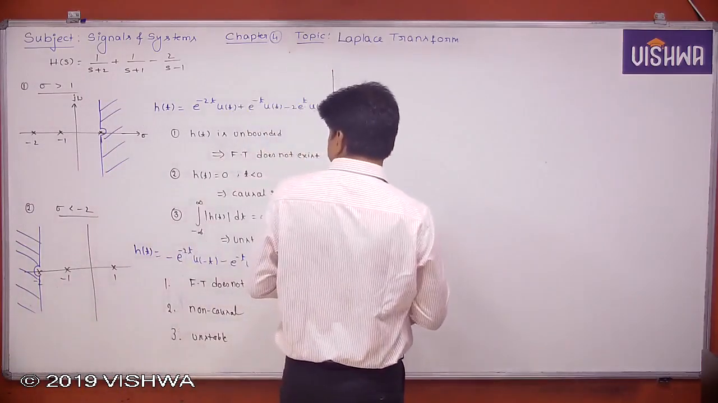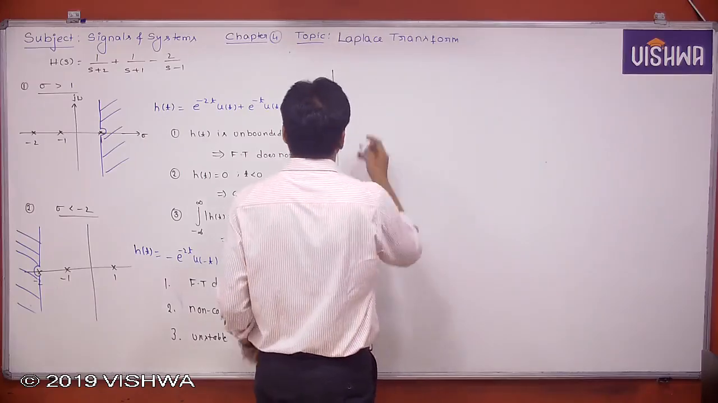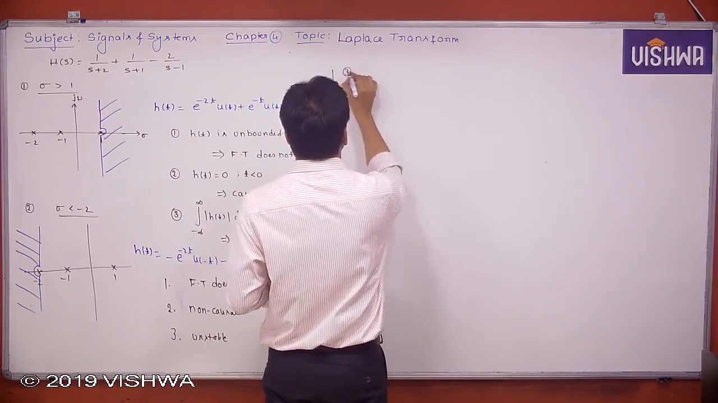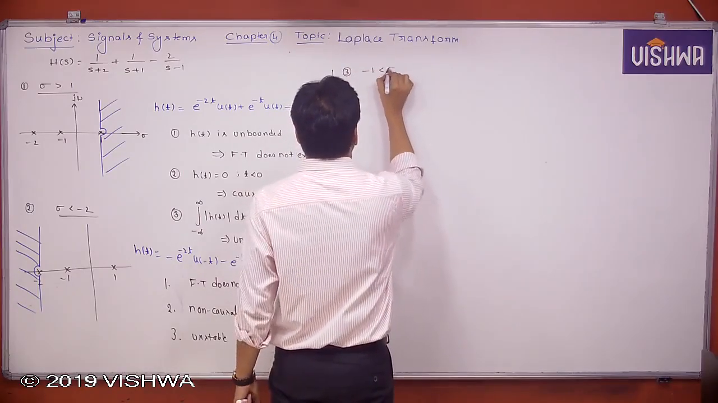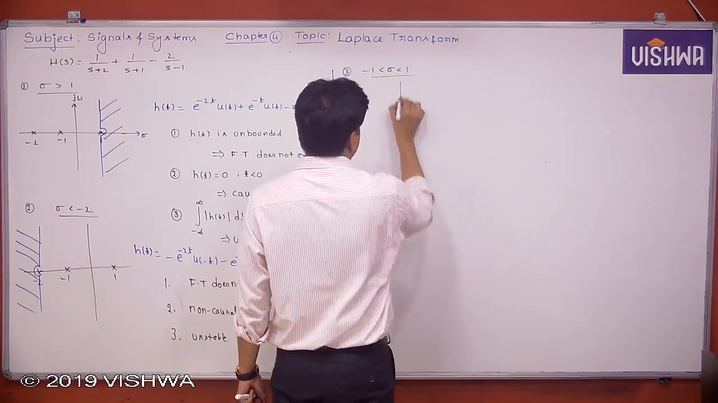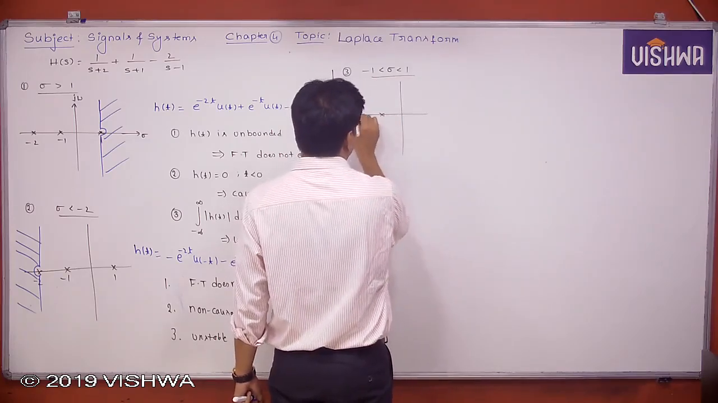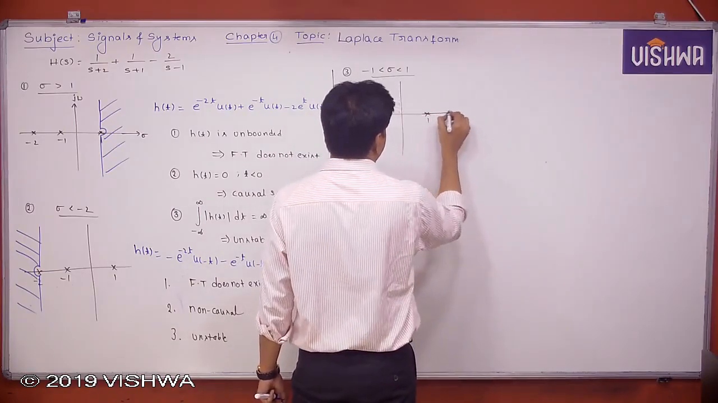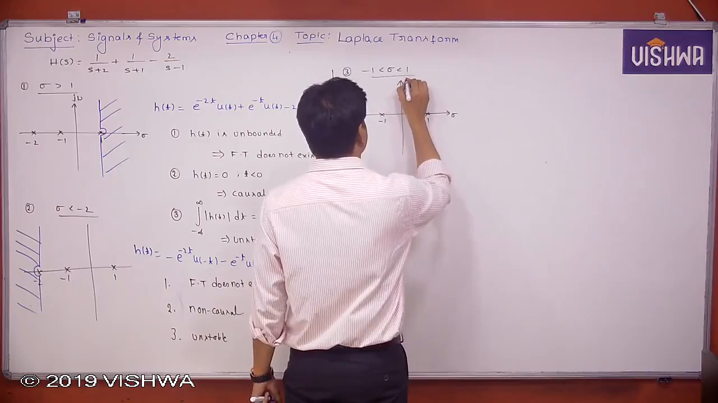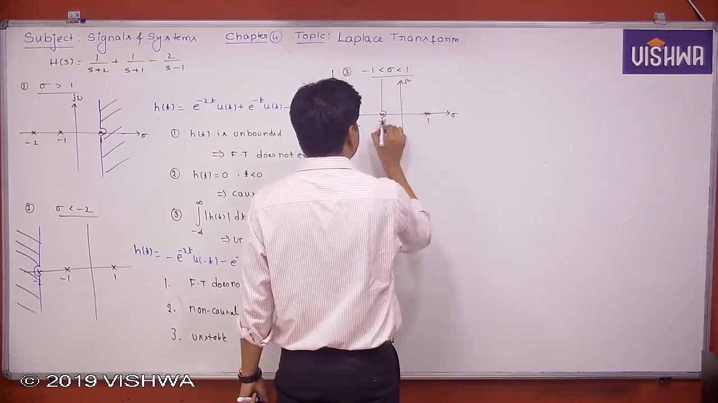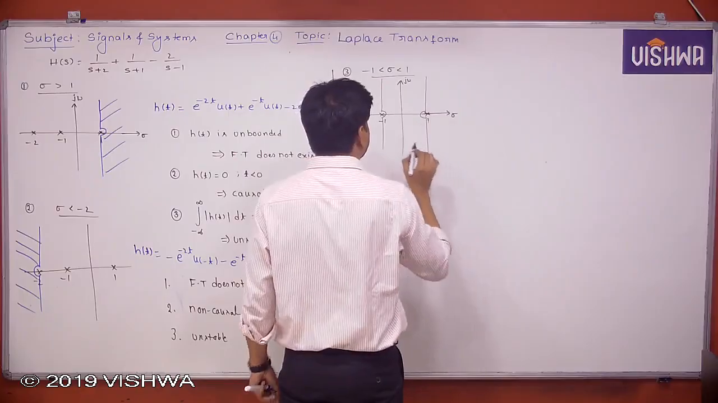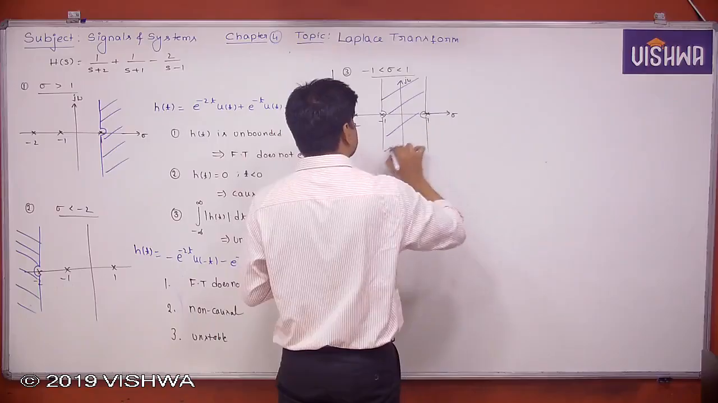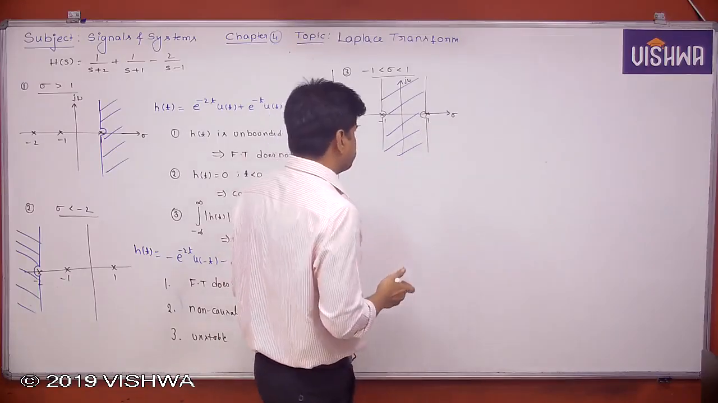Next, third case: sigma lies between -1 and +1. This is the ROC they have given. For this ROC, let's see.